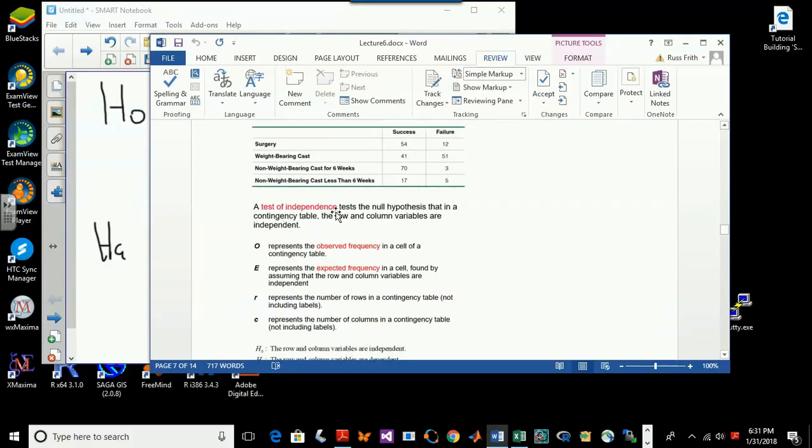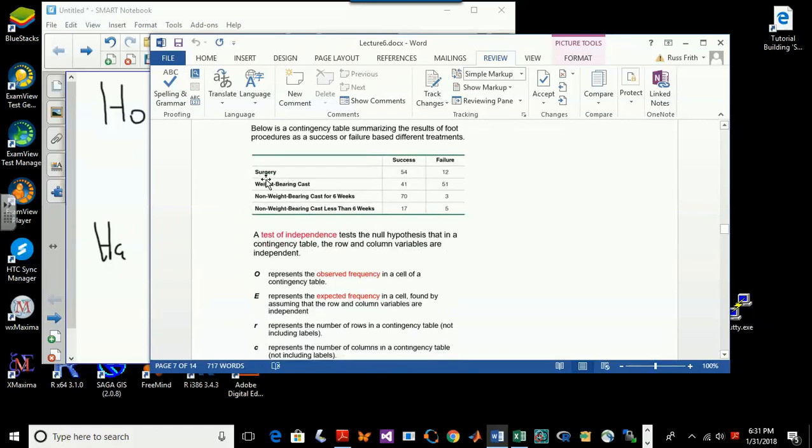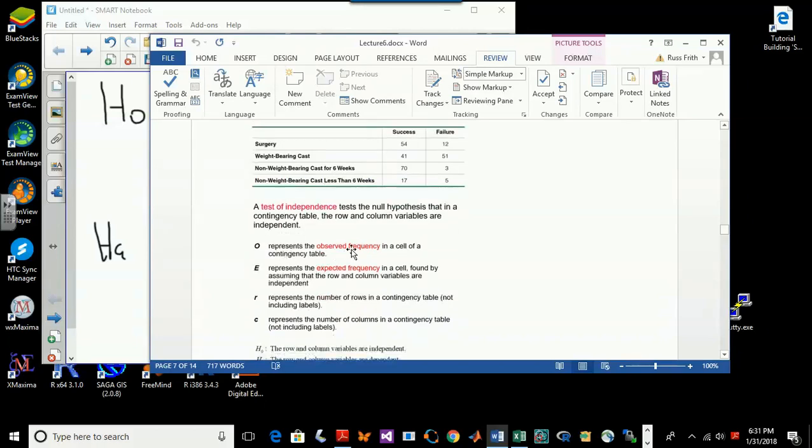Okay, so we want to test the independence. What the independence means is that no one procedure was more effective than the other. So a test of independence tests the null hypothesis that in the contingency table, the row and column variables are independent. In other words, if that's the case, then no one treatment is better than the other, essentially. O represents the observed frequency in a cell of a contingency table. E represents the expected frequency in a cell found by assuming that the row and column variables are independent.